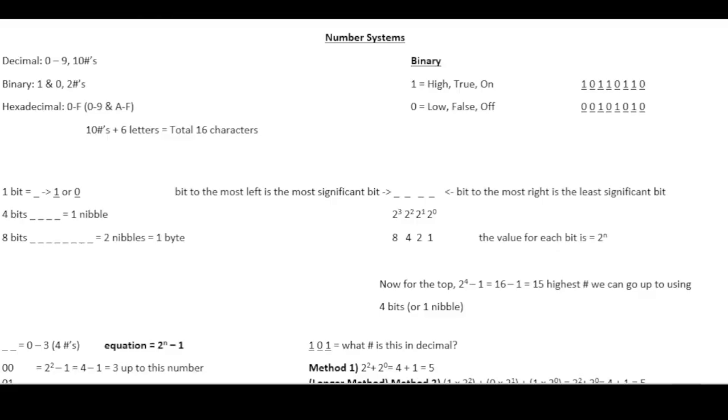So the decimal number system is a number system we were taught in elementary, which consists of numbers 0 to 9 for a total of 10 numbers. Binary, on the other hand, consists of only 0 and 1 for a total of 2 numbers. The hexadecimal number system consists of a combination of letters and numbers, numbers 0 to 9 for a total of 10 numbers, and letters A to F for a total of 6 letters. This adds up to a total sum of 16 characters used for the hexadecimal number system.